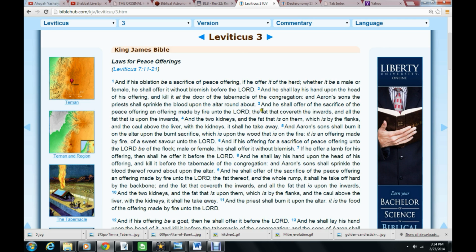And he shall offer of the sacrifice of the peace offering, an offering made by fire unto the Most High, the fat that covereth the inwards, and all the internal organs, and all the fat that is upon the inwards. And the 2 kidneys, and the fat that is on them, which is by the flanks, and the caul above the liver, with the kidneys. It shall he take away.